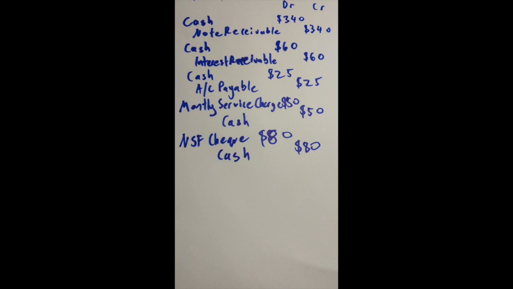Thus, the bank statement and the company records are all reconciled to $7,910.